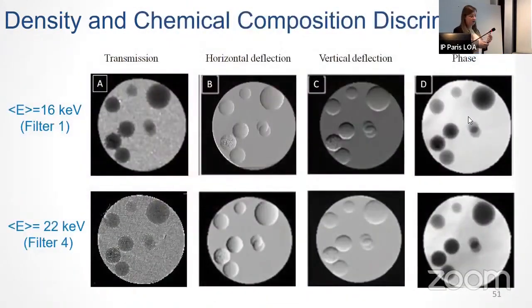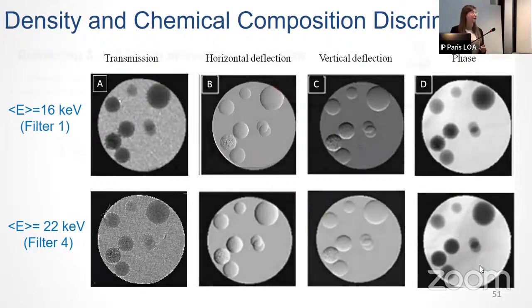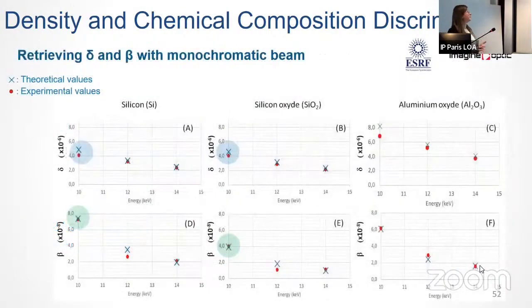This is an example of the image that we perform with the Hartmann sensor. So we look at the upper row, you see a polychromatic beam centered at 16 kV. At the lower part, you see a polychromatic beam centered at 22. And you can see the transmission, the deflection in the two axes, and the phase reconstruction for each microsphere. These are the results that we had for the calculation of delta and beta.